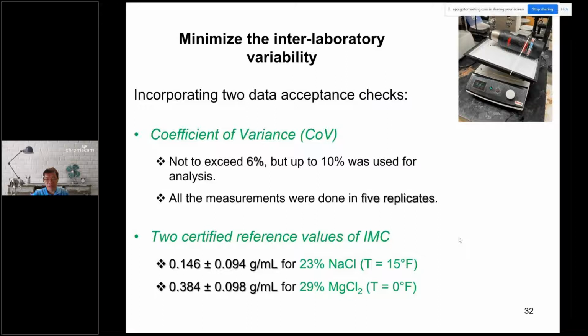Again, one thing we did not implement in this second round robin test was the 6% CLV, because if we had done that, then we would end up with significantly fewer data points to enable the statistical analysis.